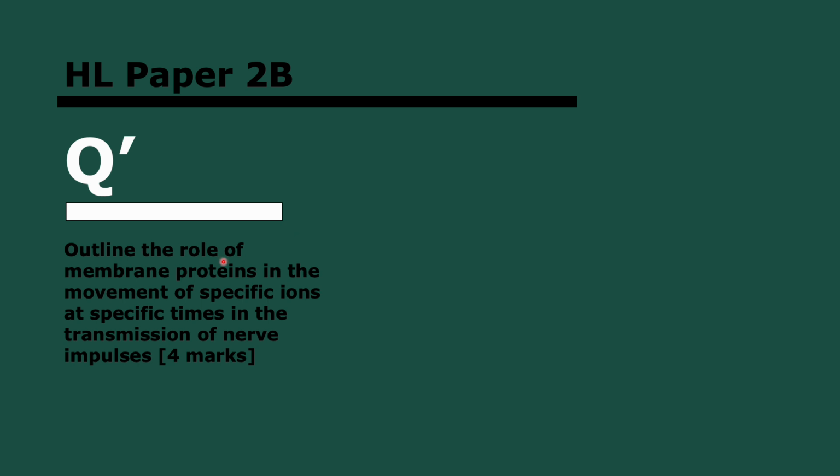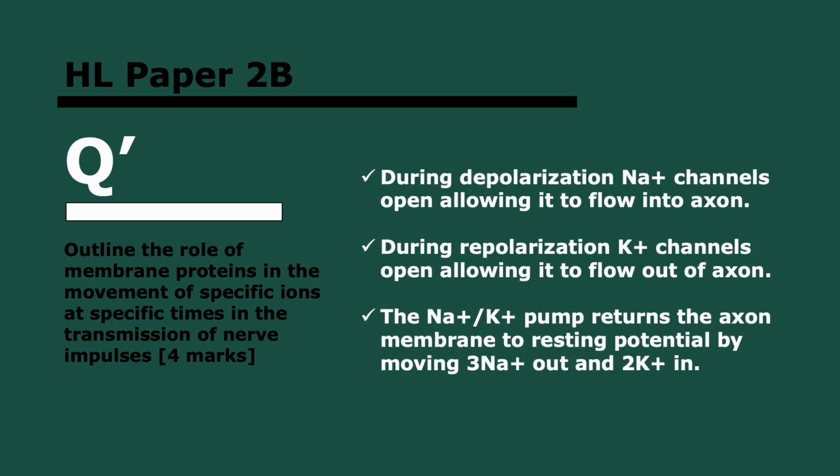Outline the role of membrane proteins in the movement of specific ions at specific times in the transmission of nerve impulses. So hopefully you remember which direction everything flows in. Once again, take a couple of minutes. Okay, so you need to remember what happens at every stage, right?